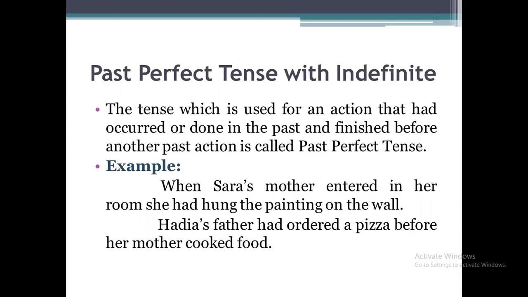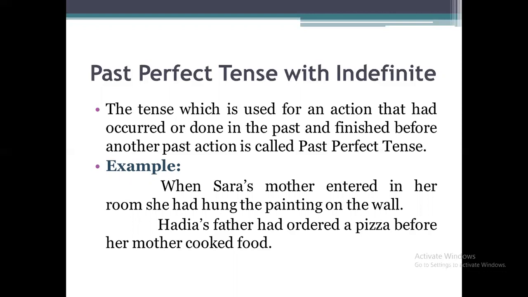Here in our first line, I was discussing that it is used for an action that had occurred or been done in the past. So the action had already occurred in the past. And here, before that, there is another past action. So here we have two actions. The first one is the perfect one, and the second one is the indefinite one, which is nearer to our present, that is past indefinite, and before that past indefinite tense, we had past perfect tense. So here we have some examples.